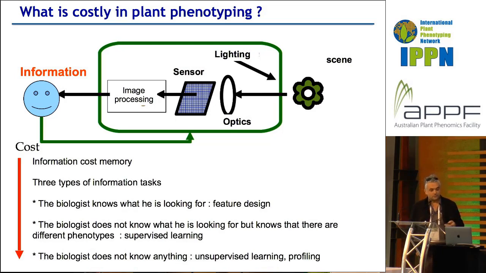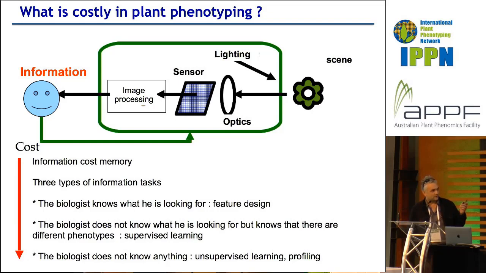Information costs memory, of course, but you can also consider information in terms of informational tasks. In my daily life, in interaction with biologists, I have met 3 types of questions. The biologist knows what he's looking for, and then you can do feature design, and all the old school way of doing signal processing and image processing works correctly.